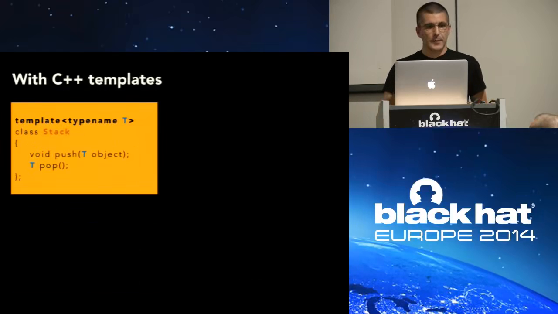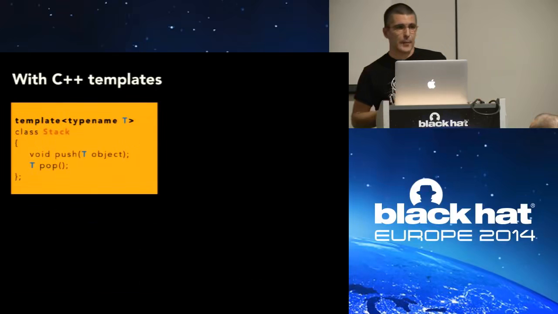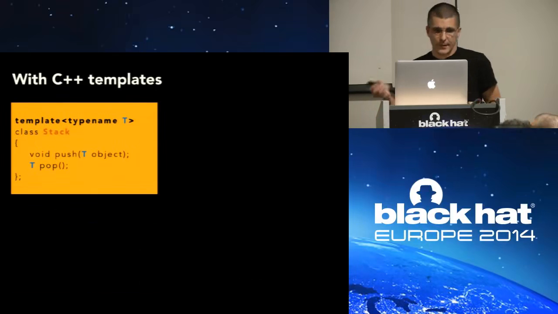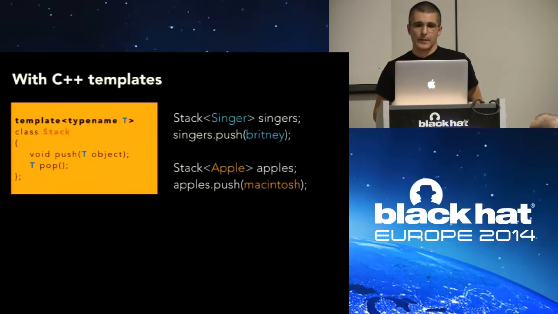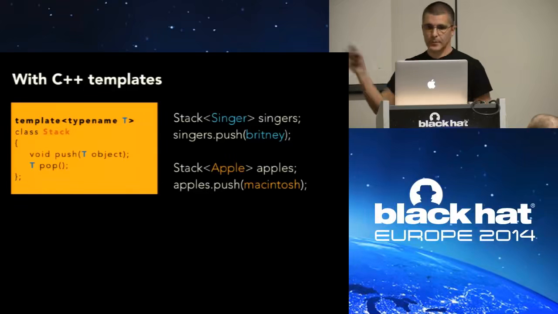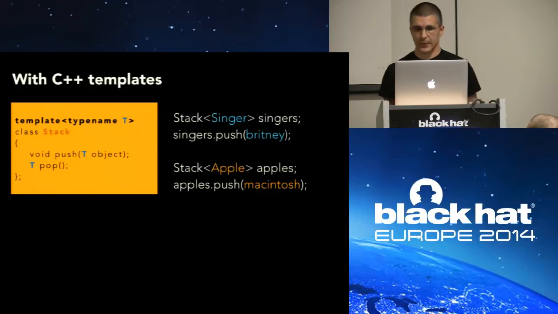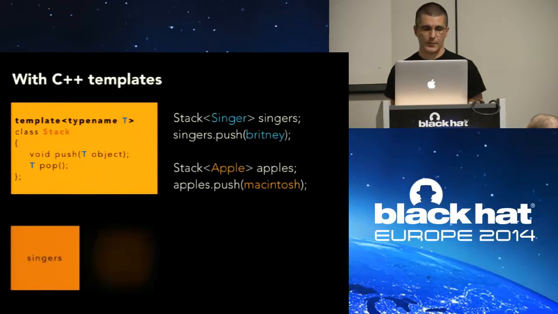You make small modifications. You declare a template with a type name called T in this case, and you replace the type void star by T. So now you have a stack of some precise type. I still have my stack of singer, but this time it's explicit. You explicitly declare a stack of singer, and you can still push Britney Spears. And for my stack of Apple, I can put a Macintosh.